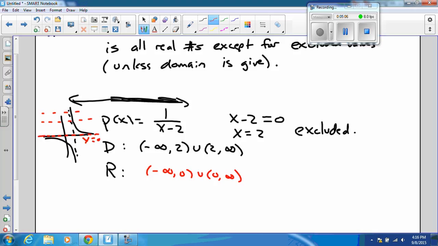Here's another way to see this. To find the range, you can ask yourself, are there any values that p of x could not take on? You can see that p of x will not be able to take on the value 0 because the numerator is not 0. 1 divided by something cannot ever be 0.